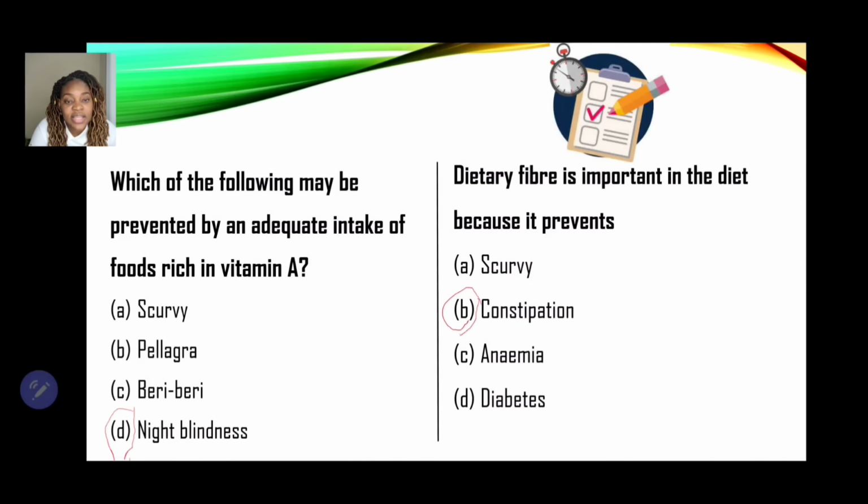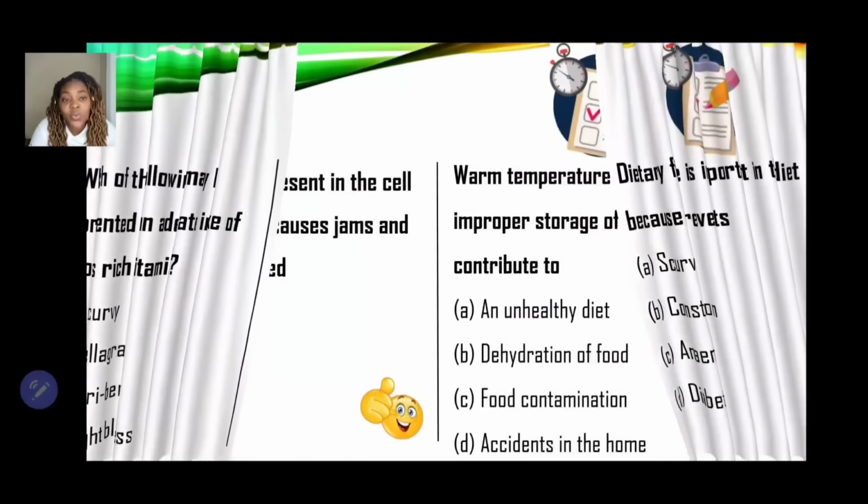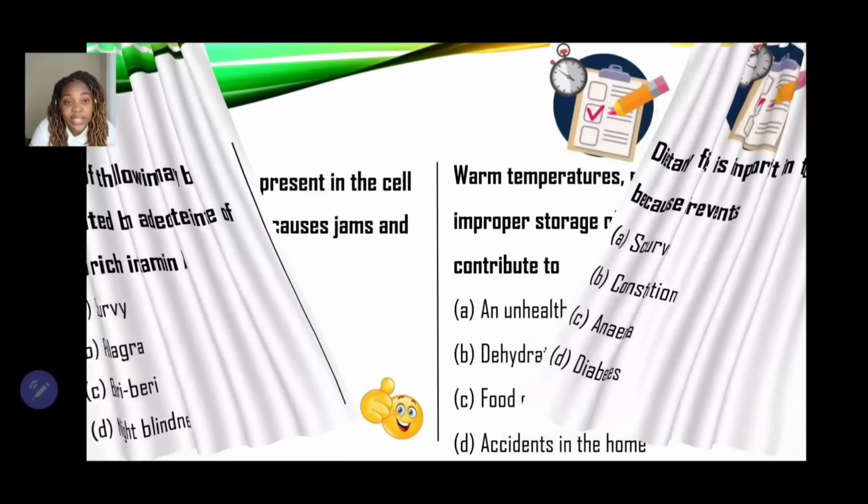So scurvy is associated with vitamin C, anemia is associated with iron, and diabetes, when we consume too much sugary foods or starchy foods, then persons become diabetic, right? Now we're at our final two questions.